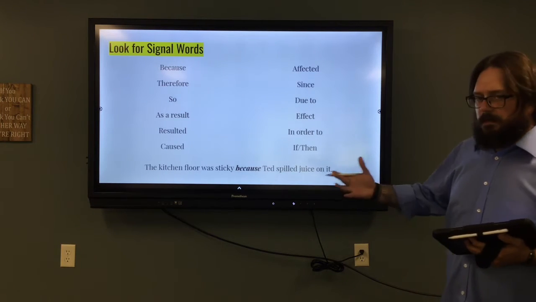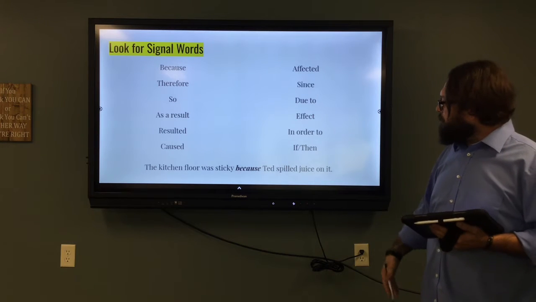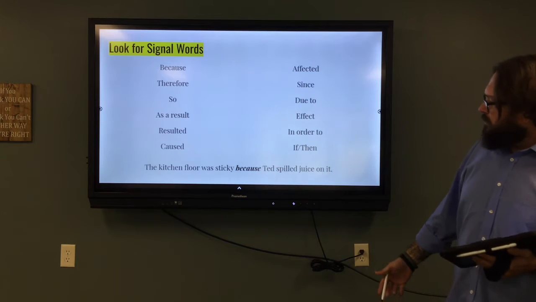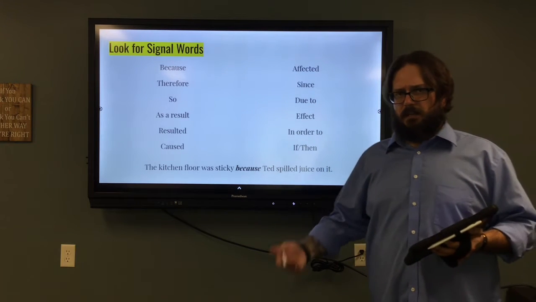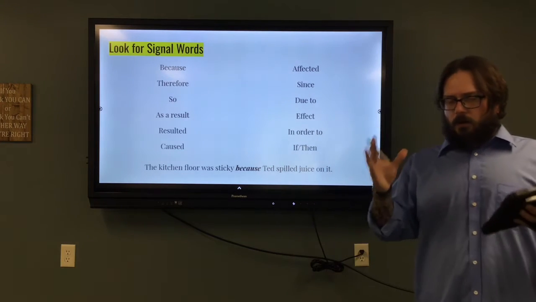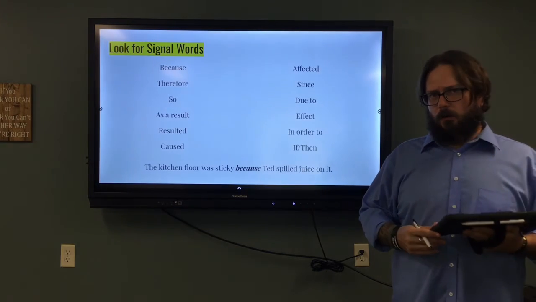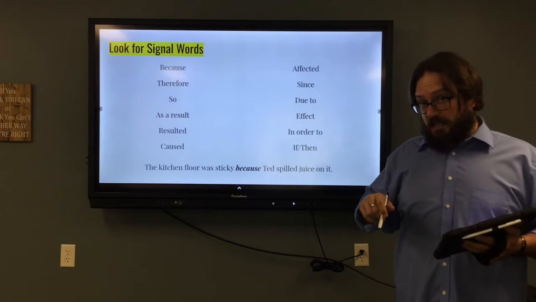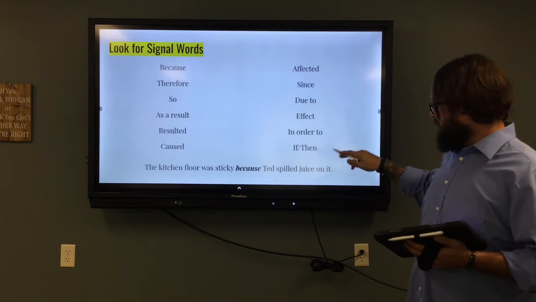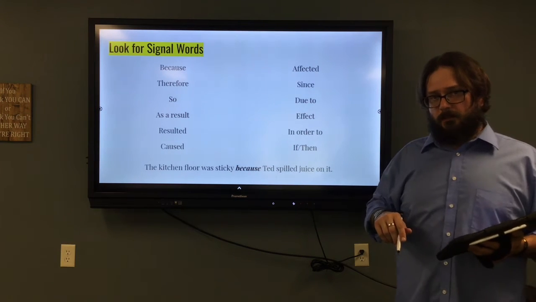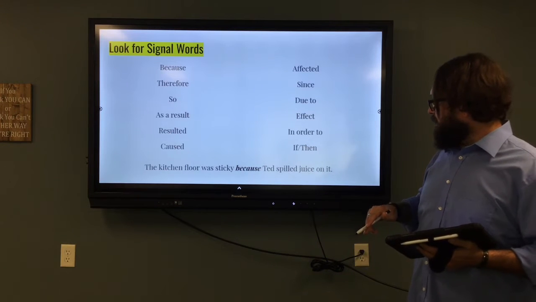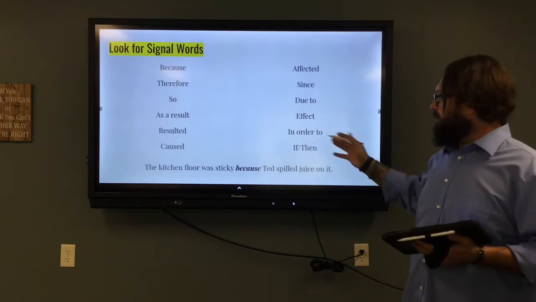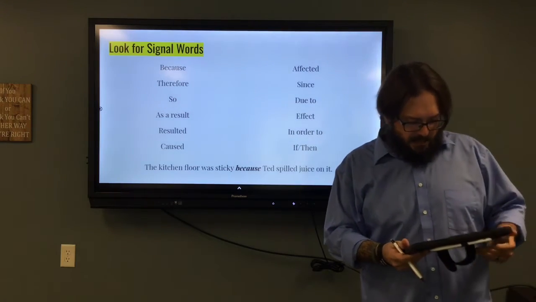All right. At the bottom, we have the example. The kitchen floor was sticky because Ted spilled juice on it. So here we see a cause-effect relationship with that word because, which is a signal word to let us know that the reason why the floor was sticky is because Ted spilled juice on it. So here we see that spilling the juice is the cause. The effect is the floor was sticky.